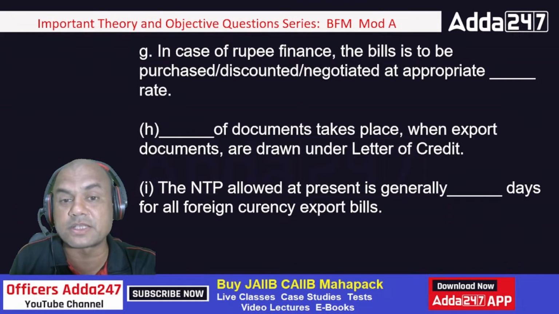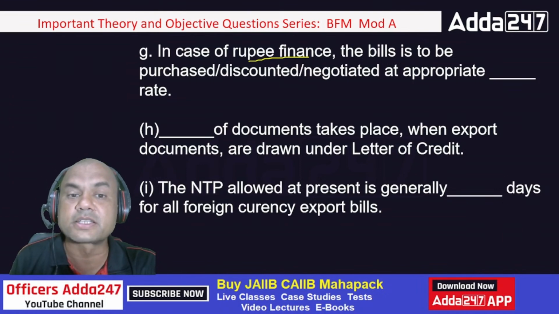See, a rupee finance I am doing. Okay. So the bill is to be purchased, discounted, or negotiated. Now, what are all these names? I'll just cover them in short, fast. Purchased is always for sight. Discounted is always for non-LC bills, and negotiated is always for LC bills.